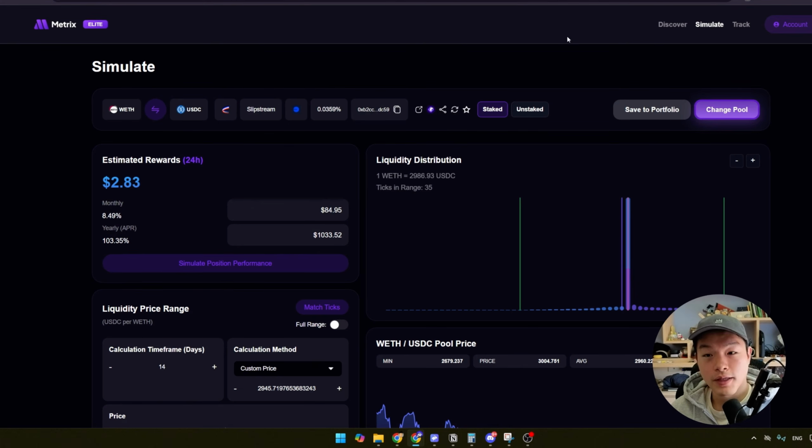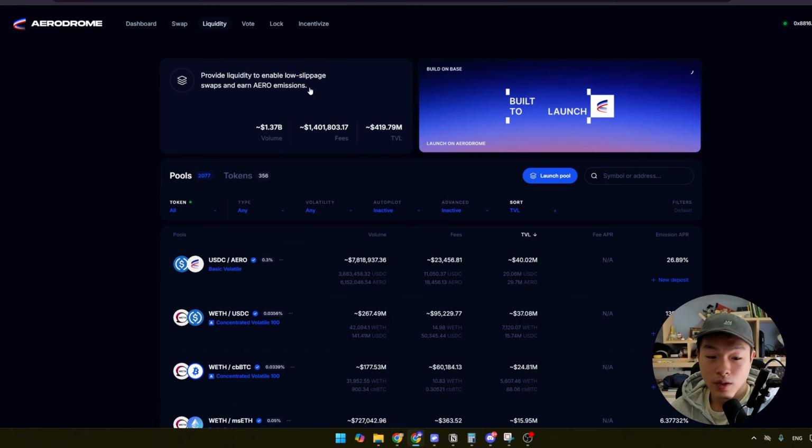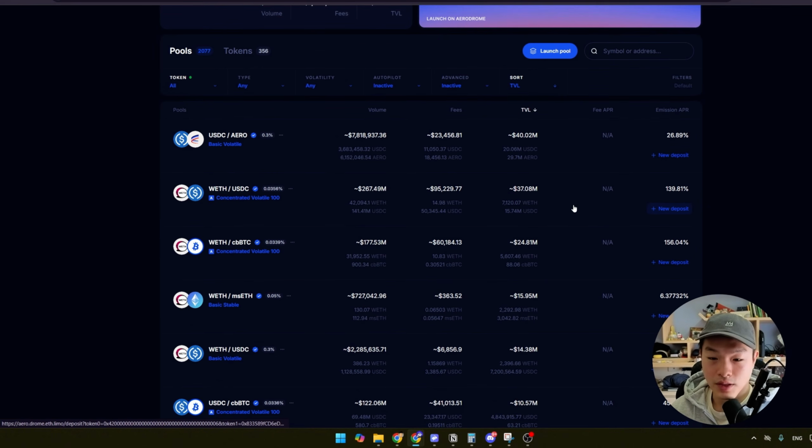But that's the overall process that we should be going through. We should be, for example, looking at the chart, running the simulation and seeing, okay, what is the potential profit that we could be getting? And what is the potential loss that we could be getting with our capital, right? I always do this before I deploy. And then when we're ready to deploy, it's actually quite simple, right?